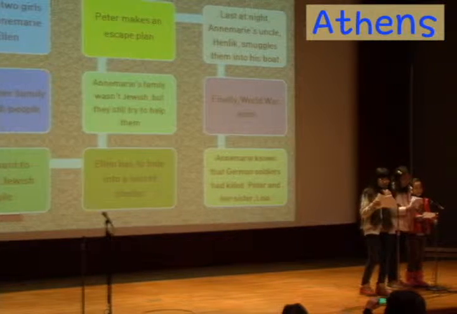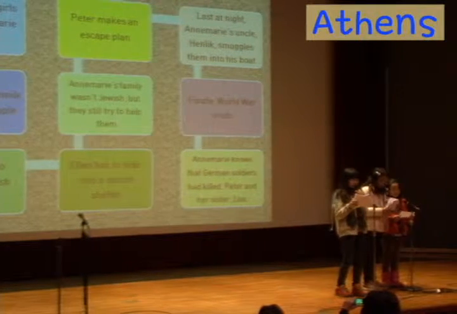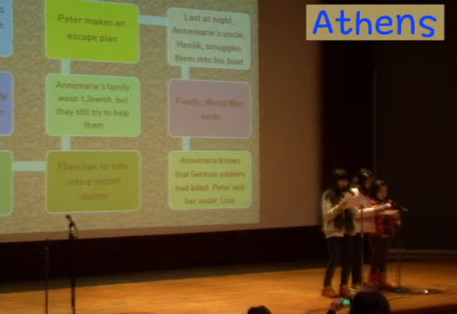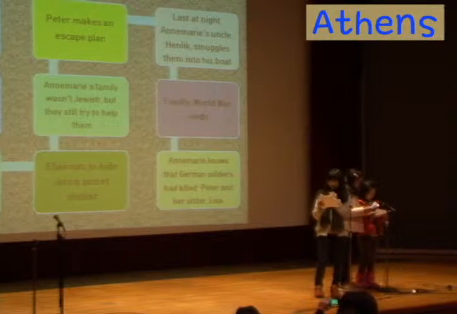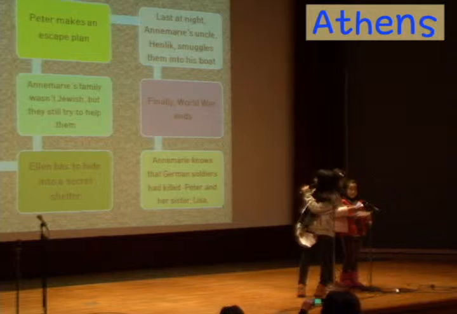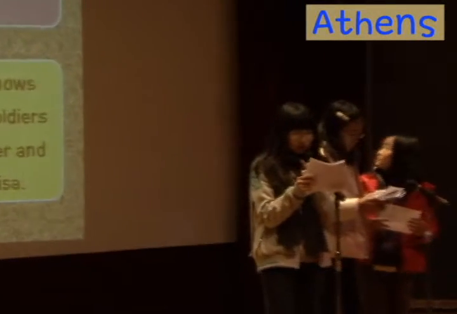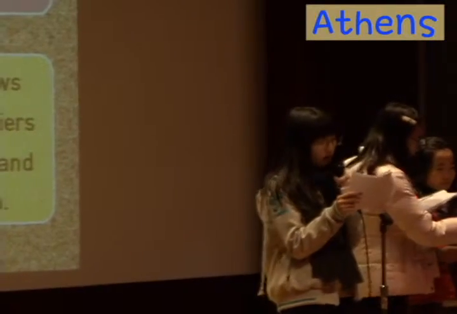help them. Especially, for example, Peter makes an escape plan. Last night, Anne-Marie's Uncle Henrik smuggles them into his boat. Finally, World War II ends. And then Anne-Marie knows that German soldiers had killed Peter, her sister.